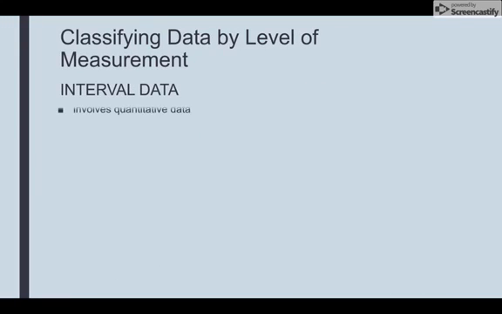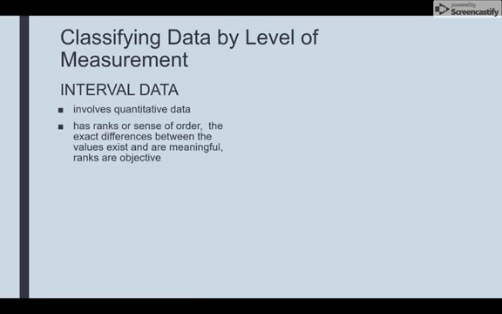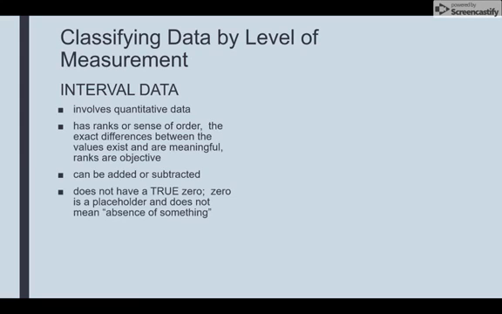Third is interval data. Interval data is quantitative data, numbers. We still have that sense of ranking and the sense of order, but now the differences between those rankings can be calculated, be determined. They're very objective and they have meaning. We can add and subtract with interval data. The one characteristic of interval data is that it does not have a true zero, meaning that 0 is simply a placeholder. It does not necessarily mean the absence of something.